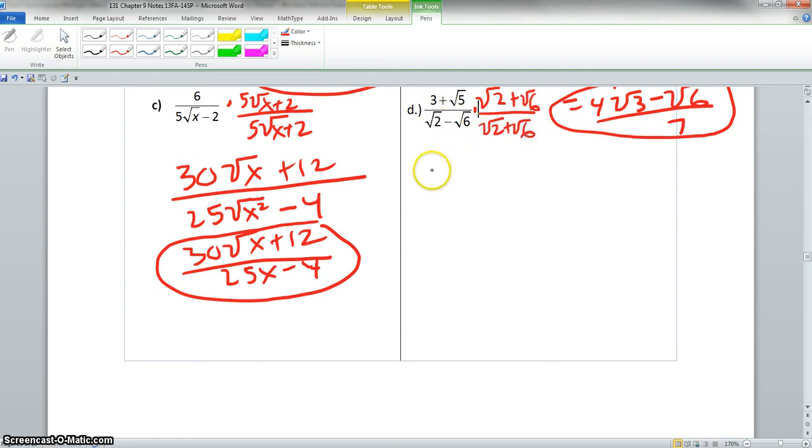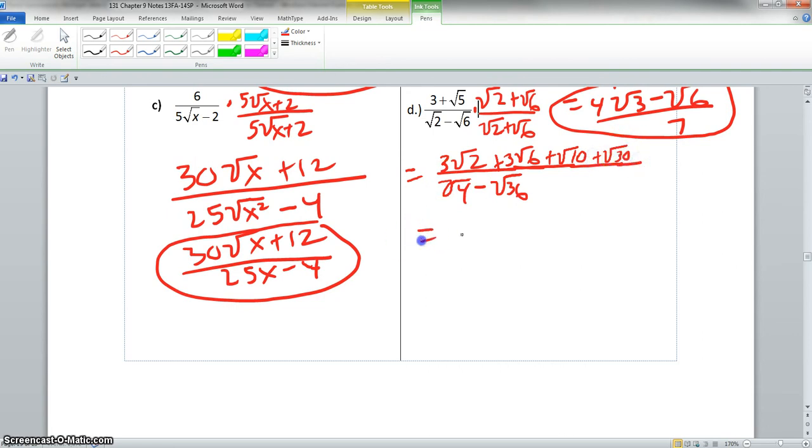So now our denominator, which we know would be kind of easy to get, is to give us the square root of 4 minus the square root of 36 for our denominator. Now our numerator, we're going to have to do the distributive property or the FOIL method. It'll be 3 square root 2 plus 3 square root 6 plus the square root of 10 plus the square root of 30.